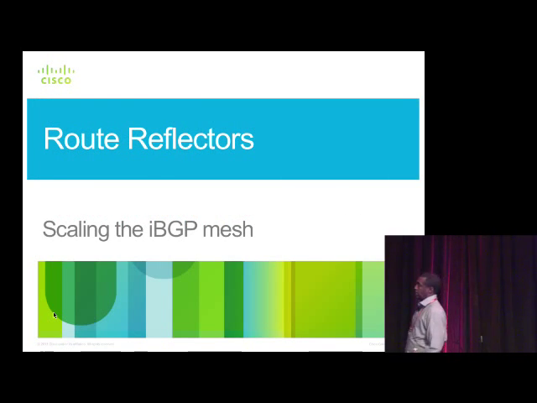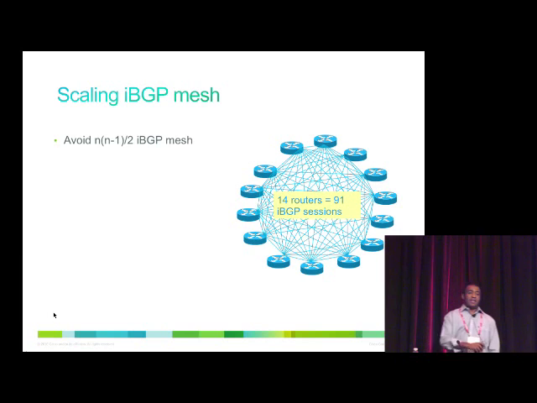Scaling iBGP mesh. Remember we said that within a single autonomous system, all routers have to be fully meshed. That means each router has to peer with every other router. The reason for that is to avoid route looping.